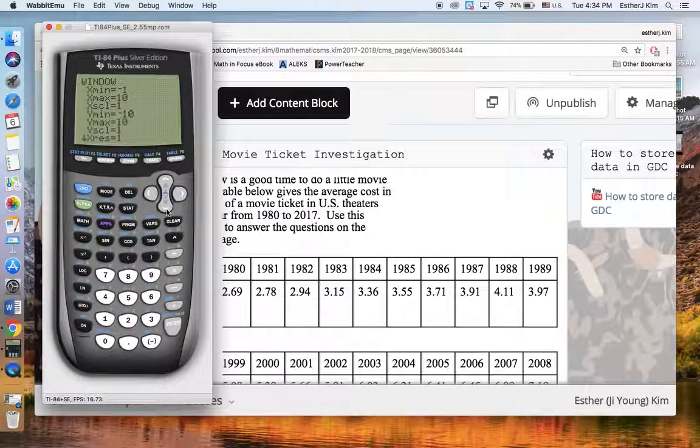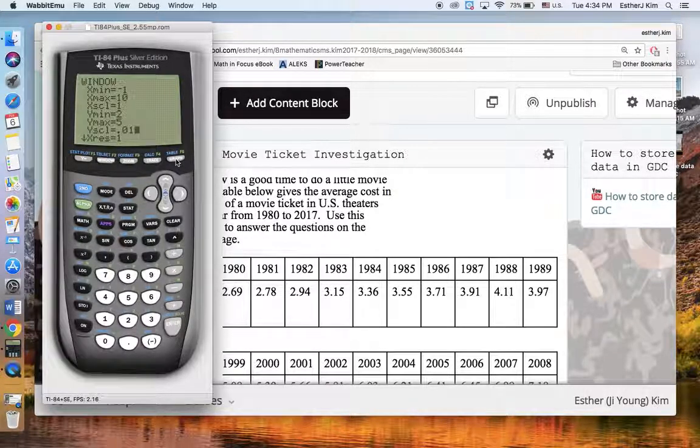And of course, the scale of the time will increase by 1 year, so we want to keep the scale to be 1. Y minimum is starting at $2.69, going all the way to $3.97, but there was a max of $4.11. So for Y minimum, we're going to put $2, but for the Y max, we're going to put somewhere around $5. For our Y scale, since we're talking in terms of currency, I'm going to change it to 0.01 to be the cents unit. The other, you don't have to worry about.